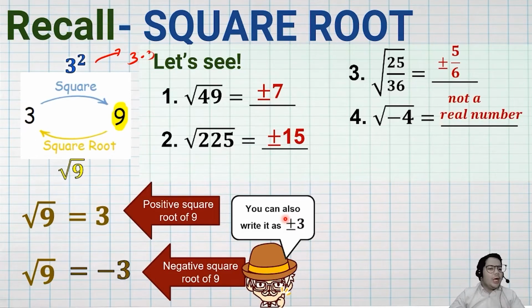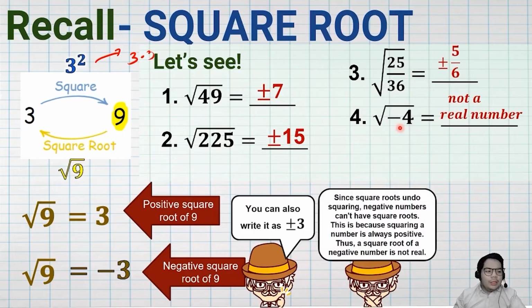That means our answer is not a real number. 'Di ba kung i-imagine mo, 2 times 2 is 4, hindi siya negative 4. Even negative 2 times negative 2 is still positive 4. Hindi siya negative 4. So we cannot think of a real number na kapag ini-square ko, ang sagot ay negative 4. Bakit kaya?